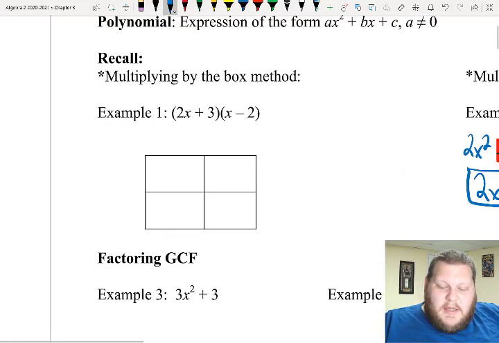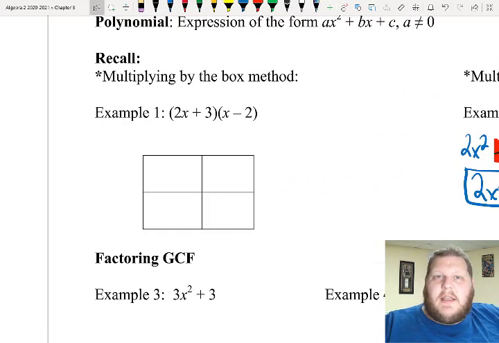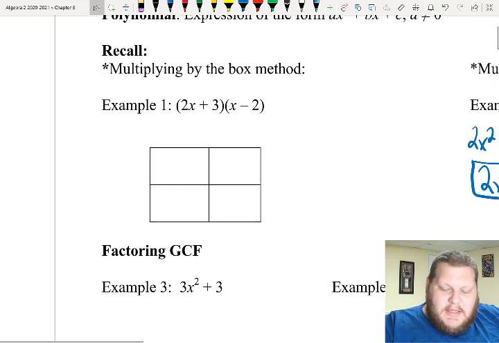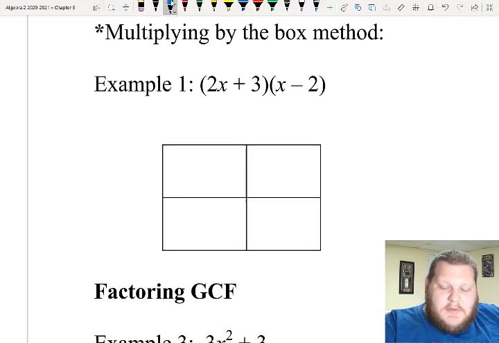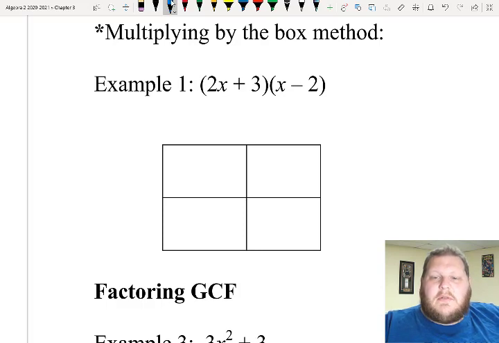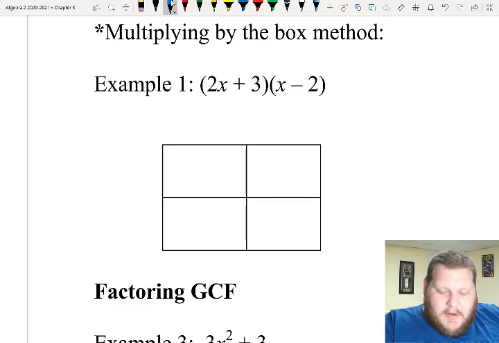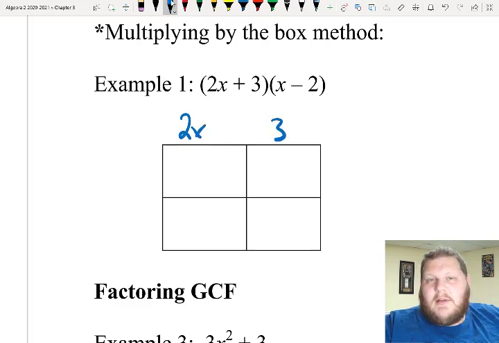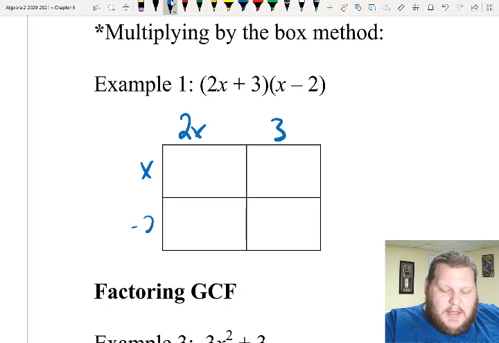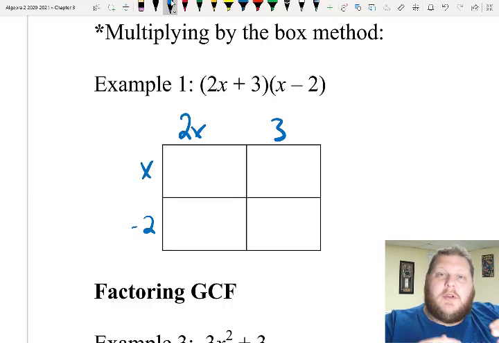Our other method for this was box multiplication. This is kind of like Punnett squares in biology, if you did that with some genetics stuff. For multiplication, this is more of a visual, spatial thing rather than an algebraic method. So for these, my 2x plus 3 and my x minus 2 are my two parentheses. I'm just going to make each of my two dimensions, the top of my box and the side of my box, those terms. So my first parenthesis is 2x plus 3, so 2x is one column, 3 is the other column. My other parenthesis is x minus 2, so x is my top row, negative 2 is my bottom row. And then where these intersect is where you get your product from.